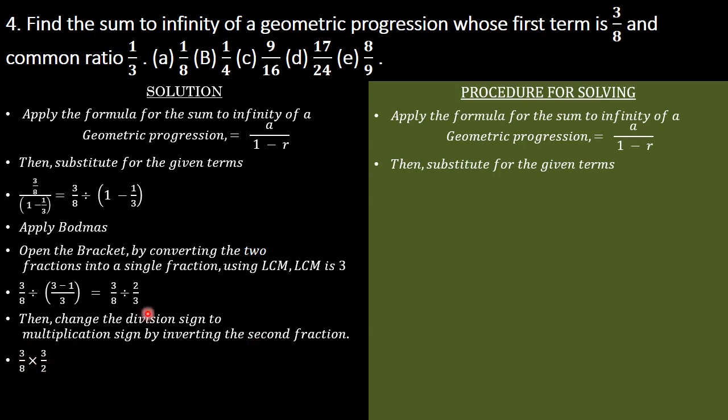When you change this division sign to multiplication sign, you are going to have the inverse of this term. That is 3 over 8 multiplied by 3 over 2. We now have 3 multiplied by 3, 9, over 8 multiplied by 2, 16. That is 9 over 16.